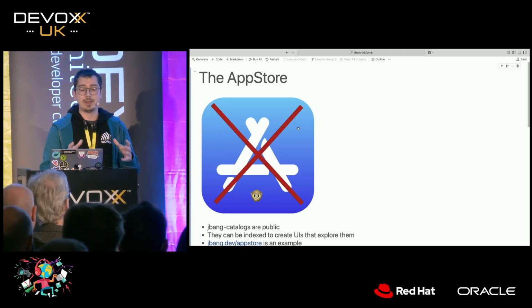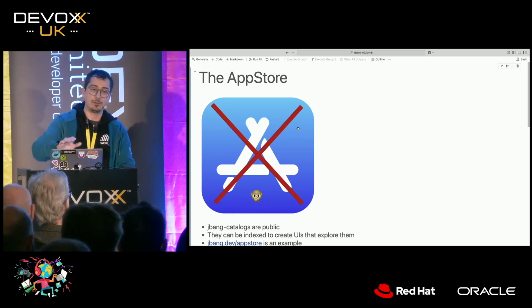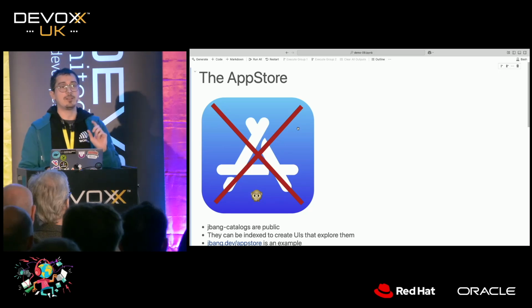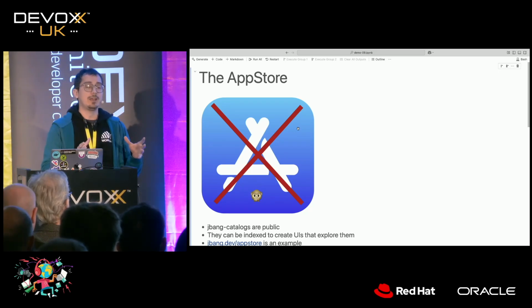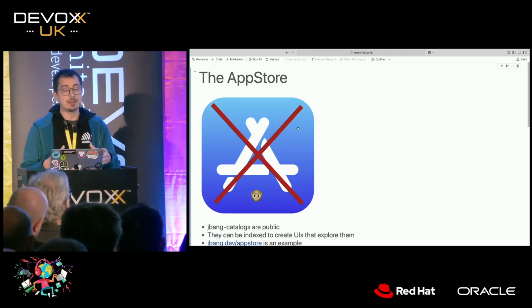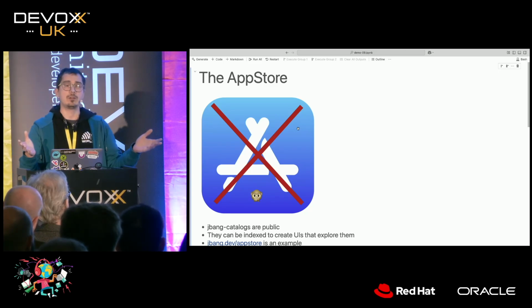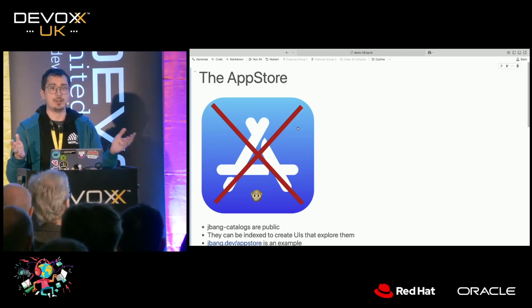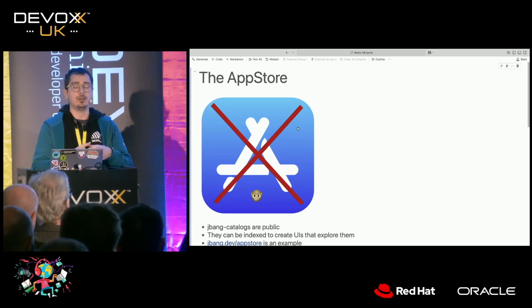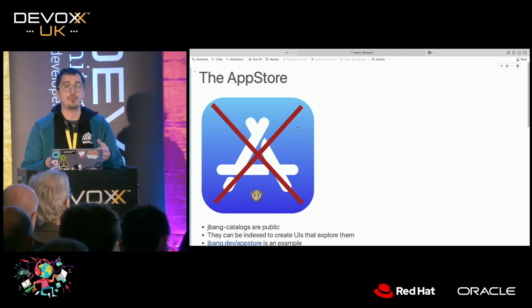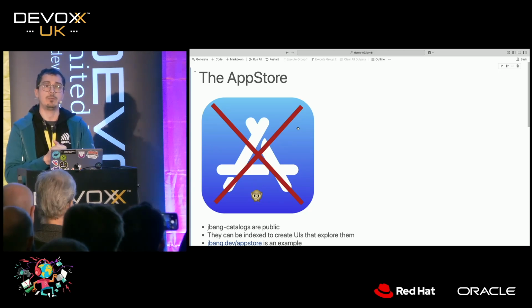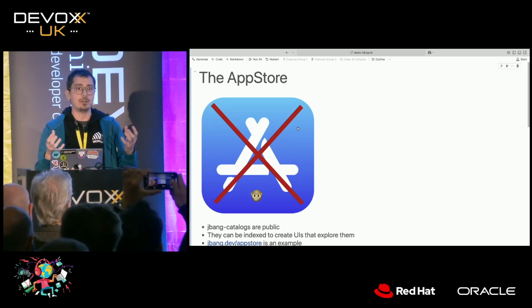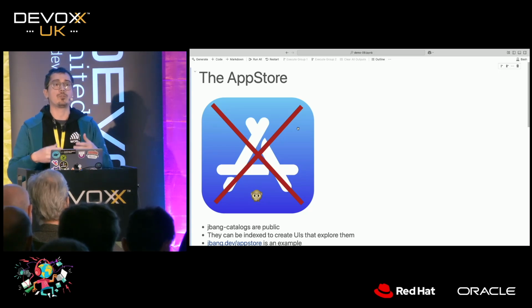One of them is called the App Store. Not the Apple App Store, not because I have a Mac, but it's an App Store for JBang catalogs. So the idea is that JBang catalogs are public. You know, they're hosted on GitHub or on your website. So as long as you can index them, for example, using GitHub APIs, you can list all the JBang catalogs available. You can create nice UIs to explore them, to search for them.